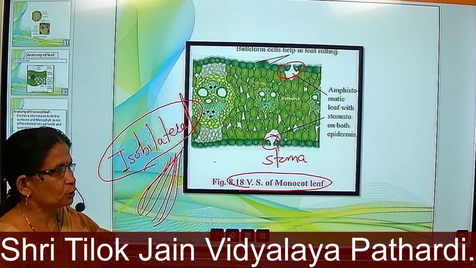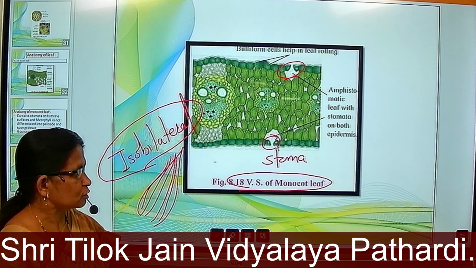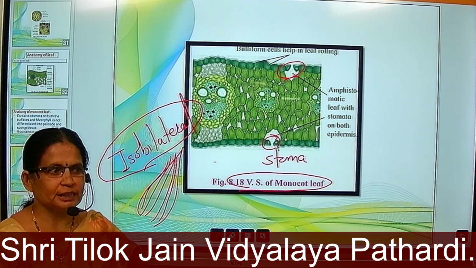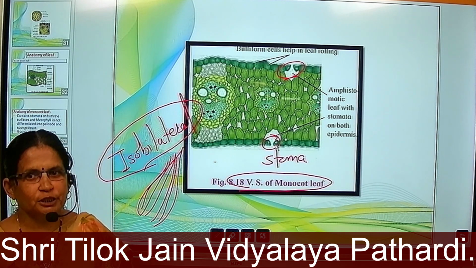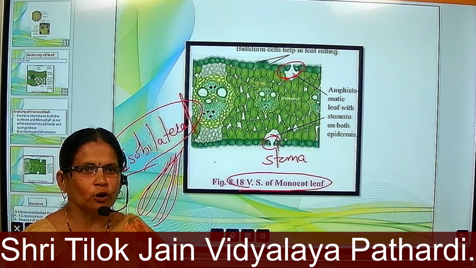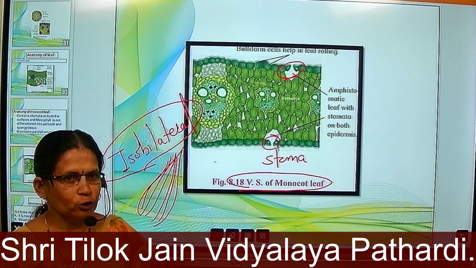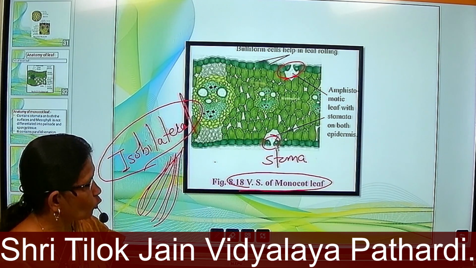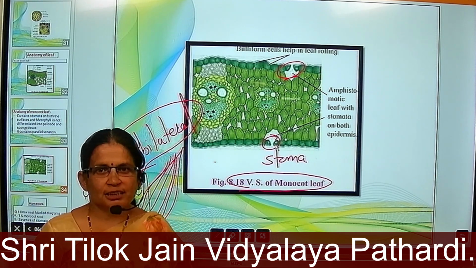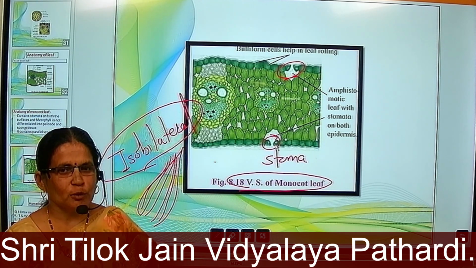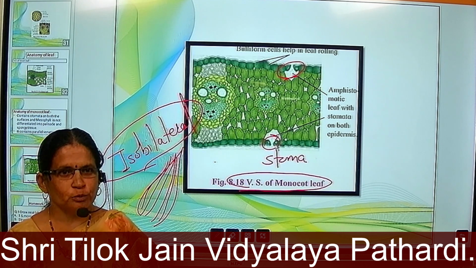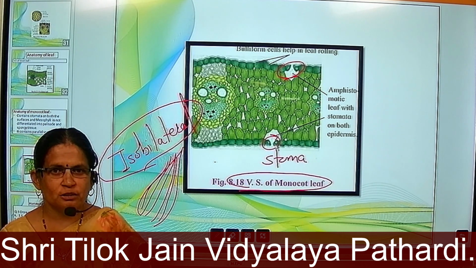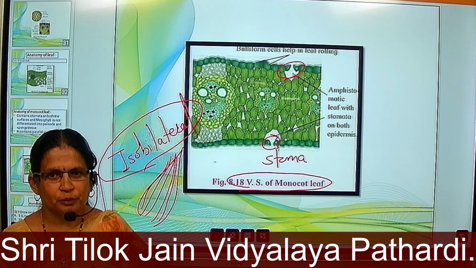The question will be asked on this topic: sketch and label the VS of the monocot leaf or the VS of the dicot leaf. So this is the figure of the monocot leaf. In this lecture, we have completed the anatomy of the leaf in dicot and monocot plants.